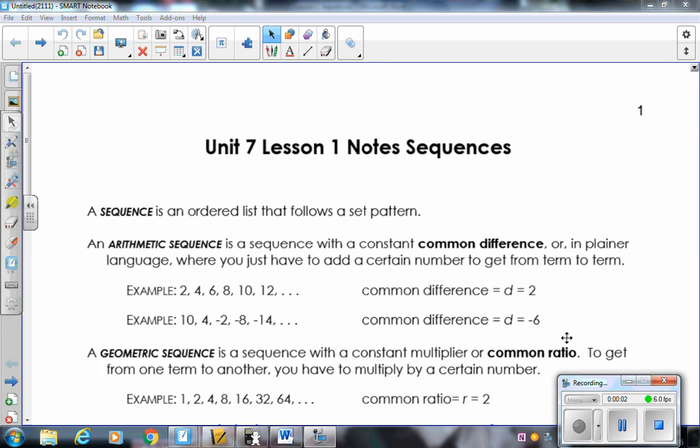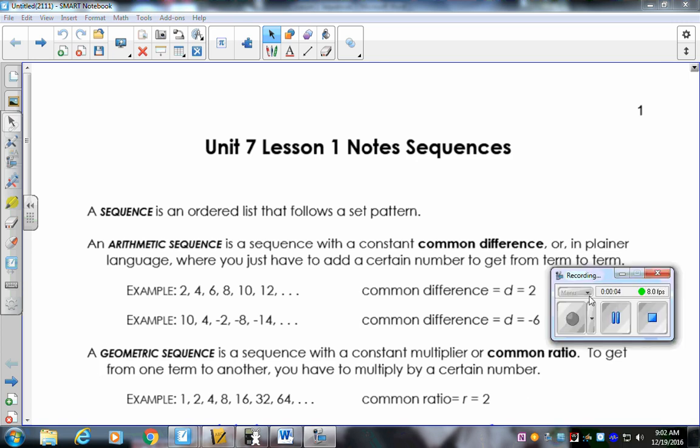Welcome to Unit 7. This unit only has 2 lessons in it. This first one will be dealing with sequences, and the second one will be dealing with series. All right, so let's get started.